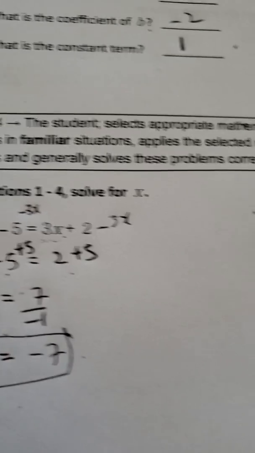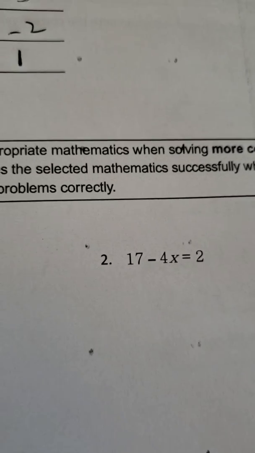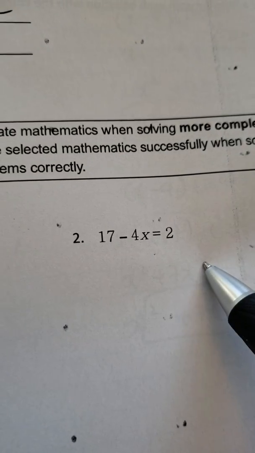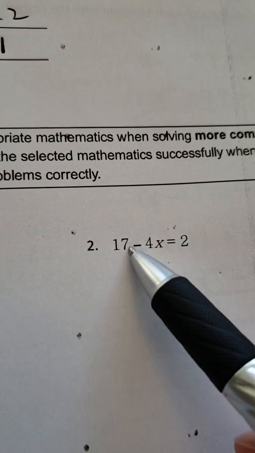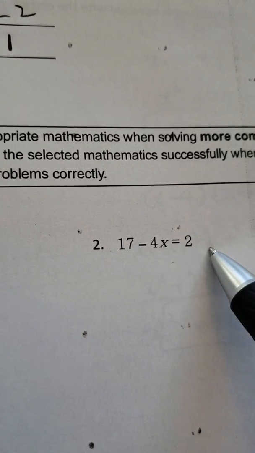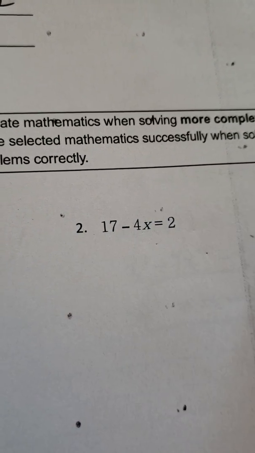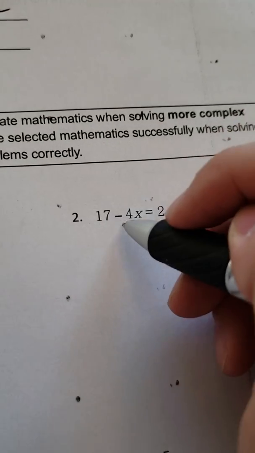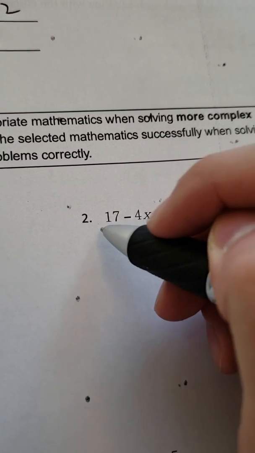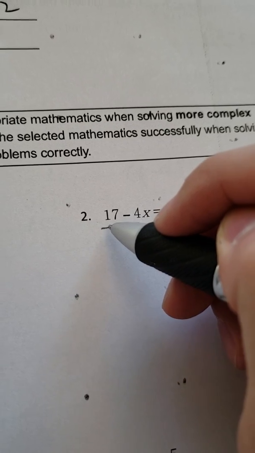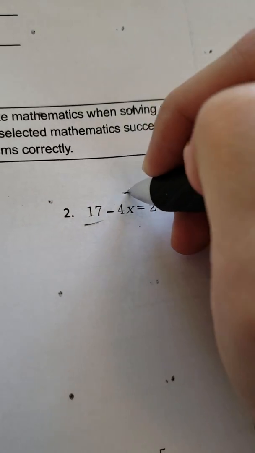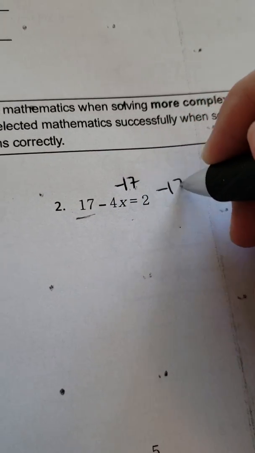All right, so the next question is 17 minus 4x equals 2. Well, you have a variable on one side, but numbers are on both sides, and I want the number on the other side. So I'm just going to leave this minus 4x here, but then I want to get rid of this 17. So I'm just going to subtract 17 on both sides.